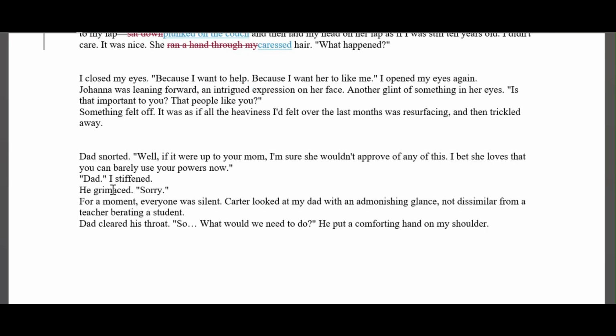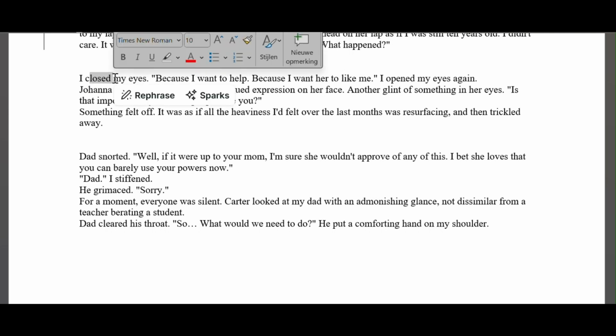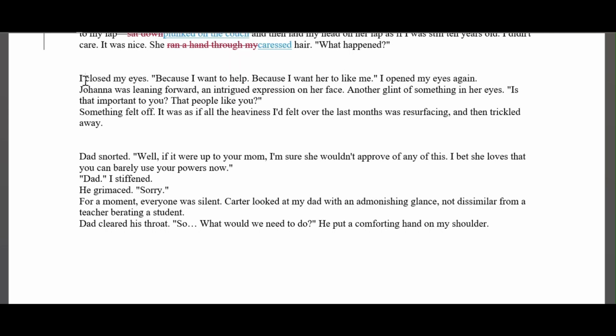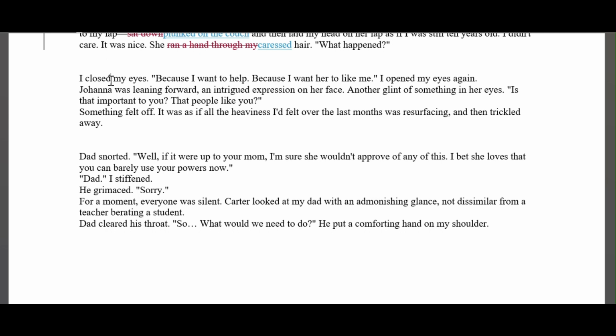Okay, so here we have a different section. I closed my eyes. So closed here I think is fine. You could go for something more showy, because someone can just close their eyes, but they can also scrunch them shut, for instance, or have them half open or only lightly open or whatever. So you could come up with a different way of saying that, but for this purpose, I think it's fine.